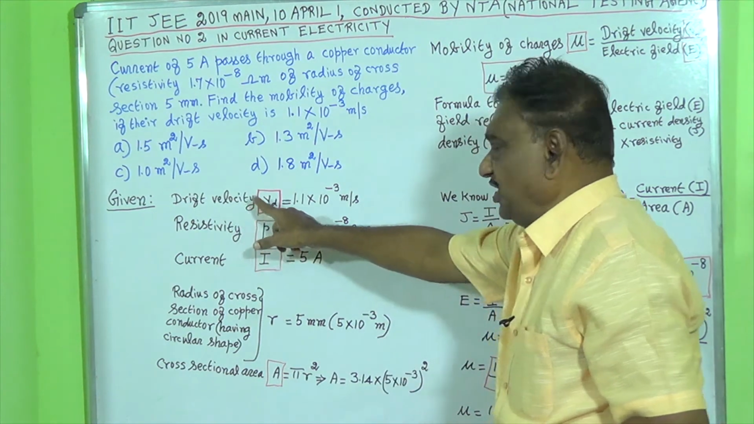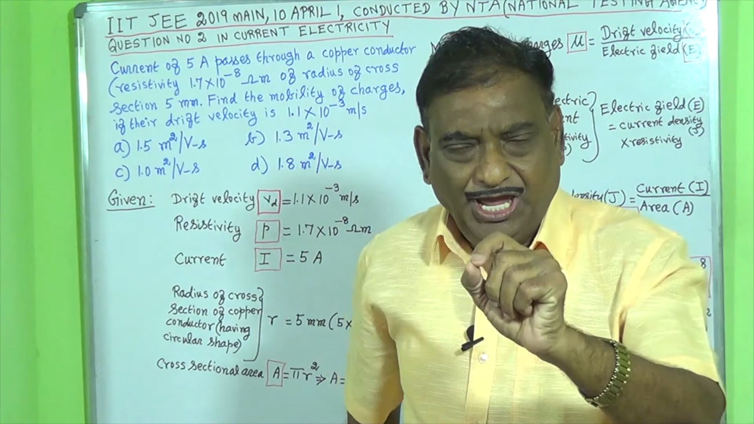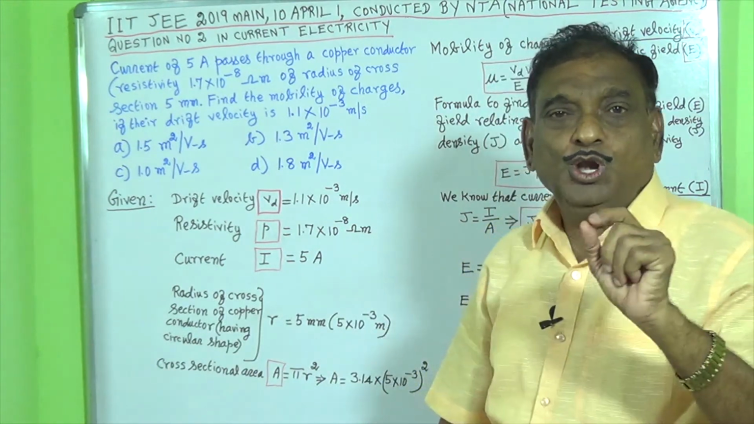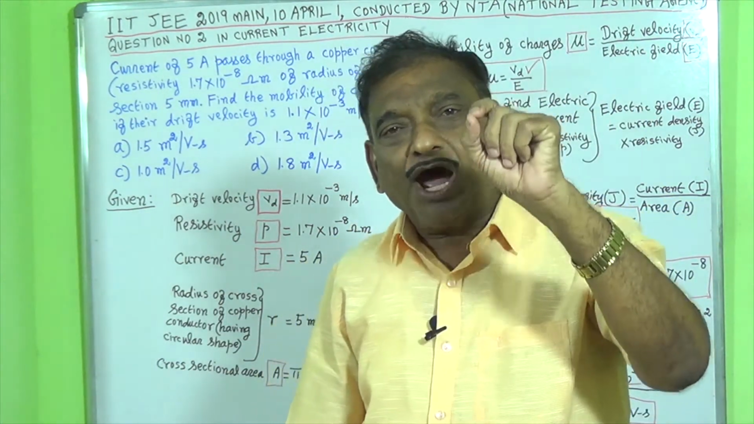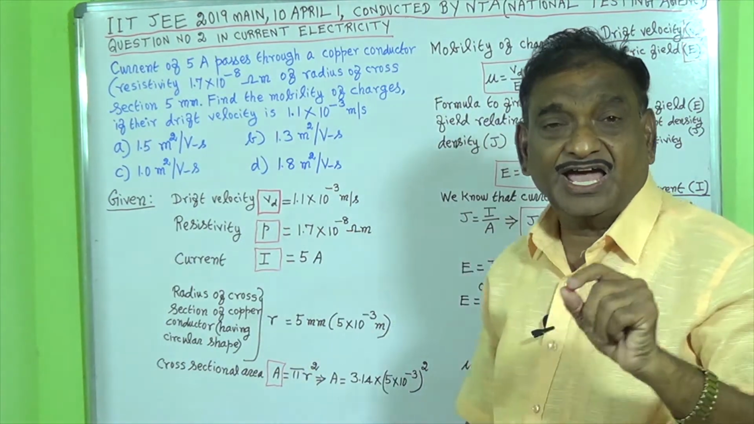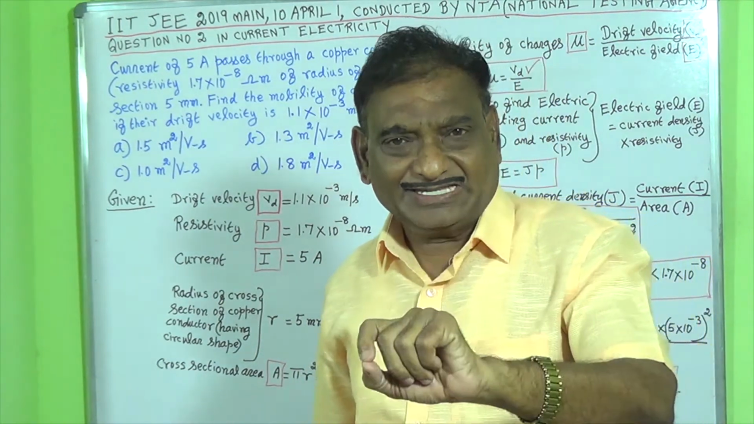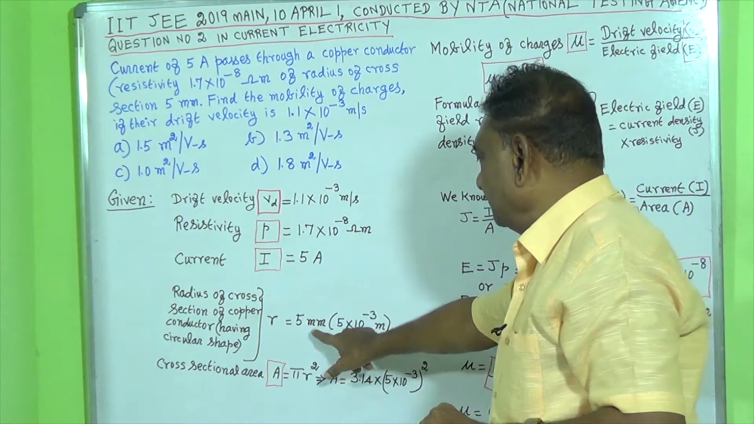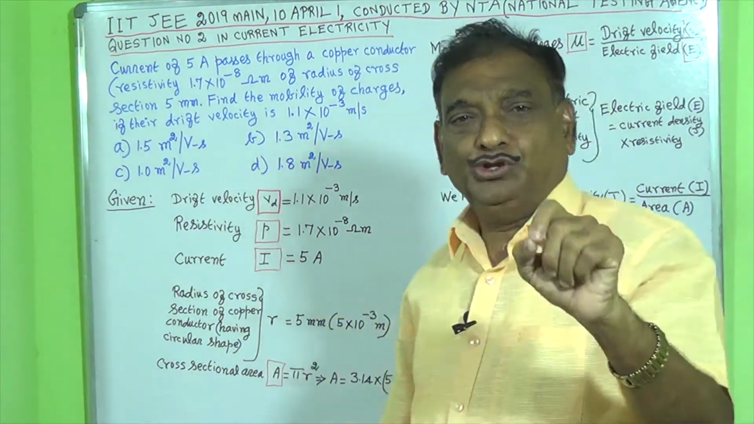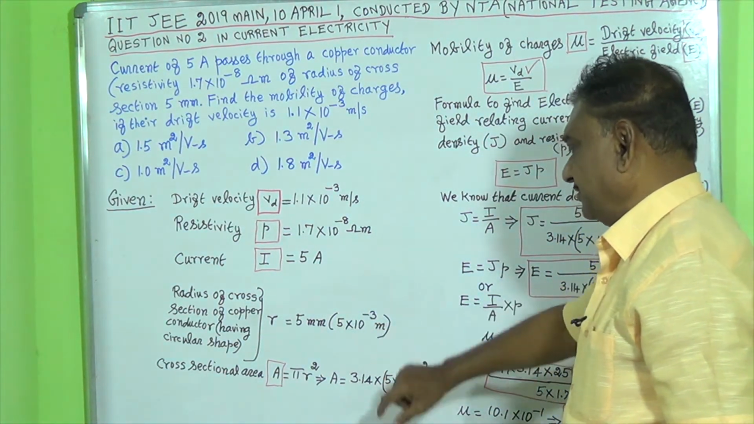So drift velocity is 1.1 into 10 to the power of minus 3 meter per second. The resistivity is given as 1.7 into 10 to the power of minus 8 ohm meter. The current is given as 5 ampere. The radius is provided as 5 millimeter. It is converted into meter. If we convert 5 millimeter into meter, we will get 5 into 10 to the power of minus 3 meter.